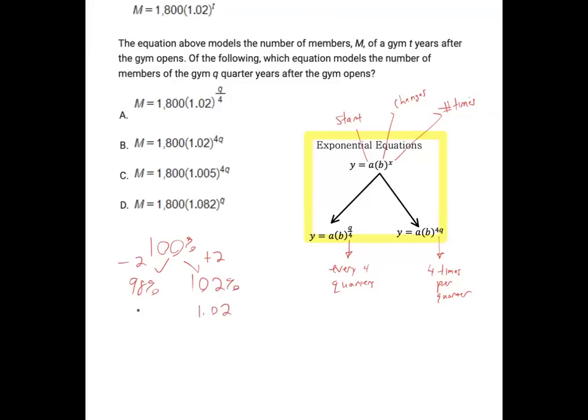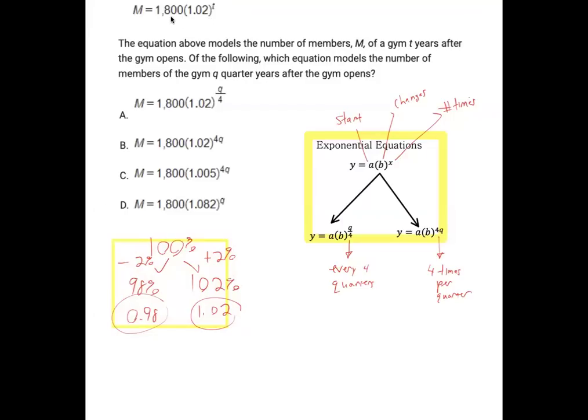And then putting them both in decimal form, moving the decimal 2 spaces to the left, you're either going to get 1.02 or 0.98. So increasing something by 2% means multiplying it by 1.02. Decreasing something by 2% means multiplying it by 0.98. So in the equation for this gym membership, we see that it's starting at 1,800, it's going up 2% every year.